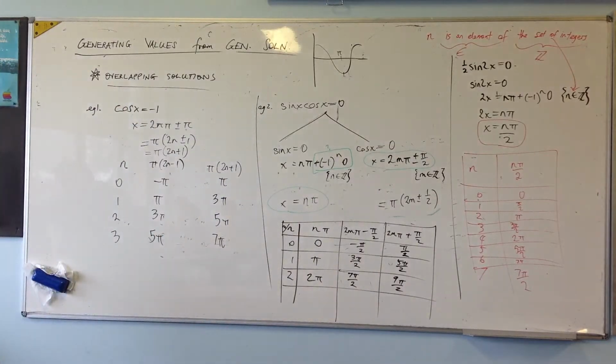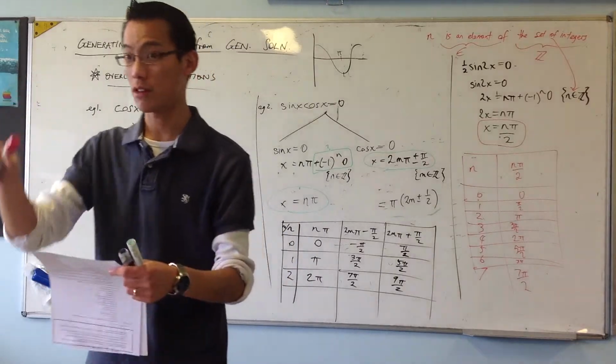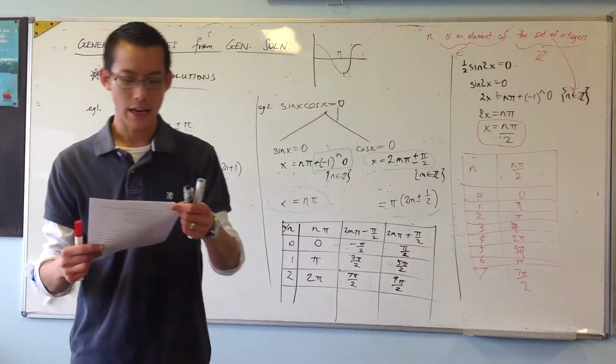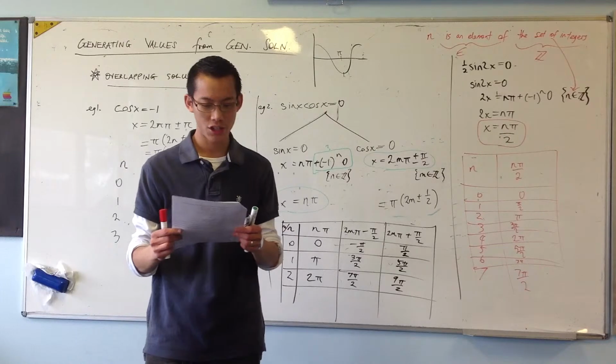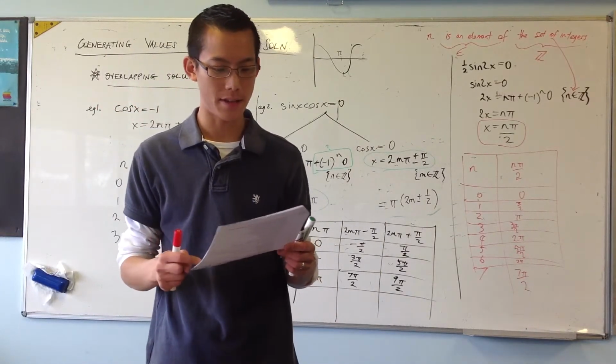So here's what I'd like you to write down. This is the question I'd like you to do, which is actually question 32 in your set, but I want you all to do it now. It's sine 4x minus sine 2x equals 0. Sine 4x minus sine 2x equals 0.